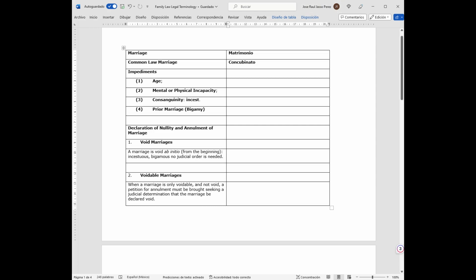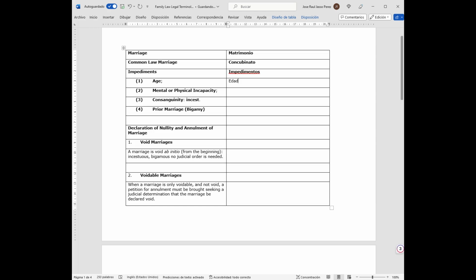Okay. Now, what are the impediments of marriage? These will vary by state, by jurisdiction in the United States, but these are some general impediments that may apply. So this in Spanish will be impedimentos. Right? So it's also a very literal translation. The first one is age. That's going to be edad.